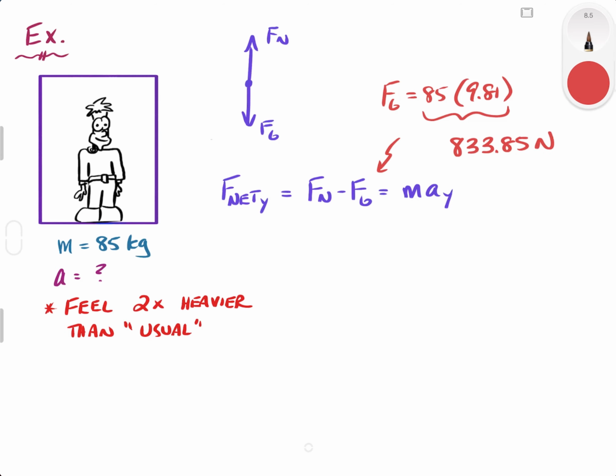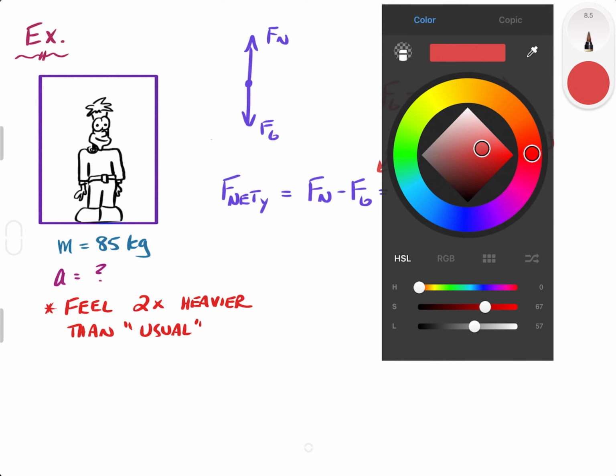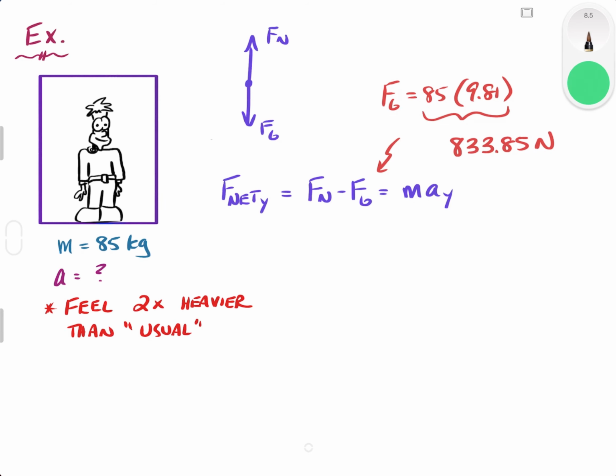And we know that they feel 2 times heavier than usual. Well, usually, Fn and Fg are equal if you're not accelerating. So that means Fn is going to equal twice that number, because that's what they would normally feel if they were not accelerating. We're being told they feel twice as heavy, 833.85 times 2. So they are going to have 1,667.7 newtons. Now we know that normal force is greater, so we actually can go ahead and realize that in our free body diagram, the normal force is larger because they feel heavier.